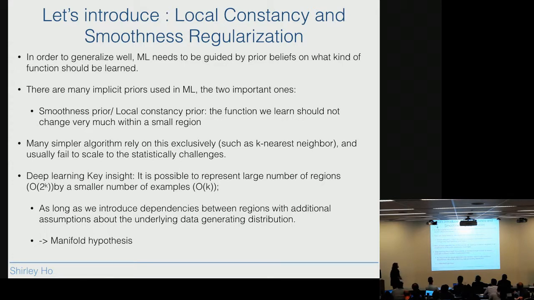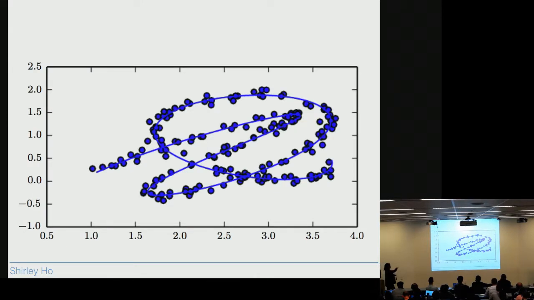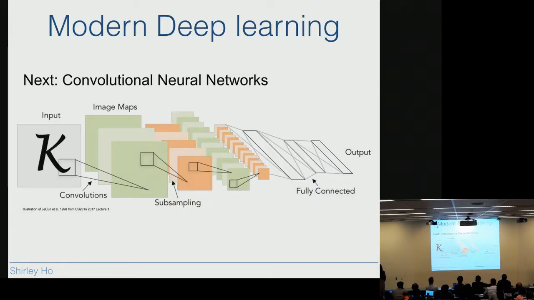The other way to put this is that if you introduce dependencies between regions, using a small number of manifolds with additional assumptions about the underlying data structure, then you can use this manifold hypothesis, where things are correlated somehow in these multiple manifolds, like this. It's not everywhere, so you kind of follow this track. So you can actually do this properly.